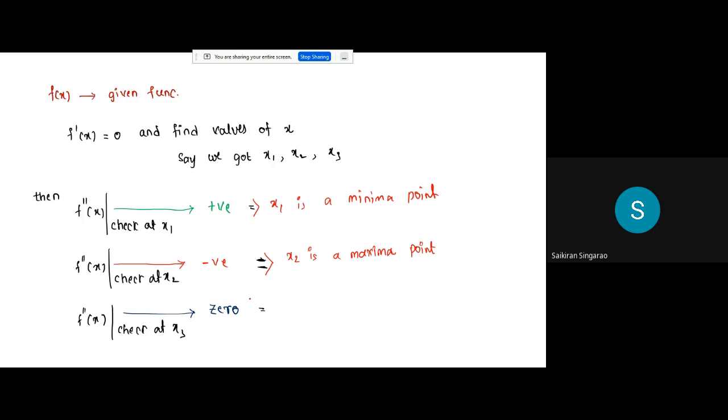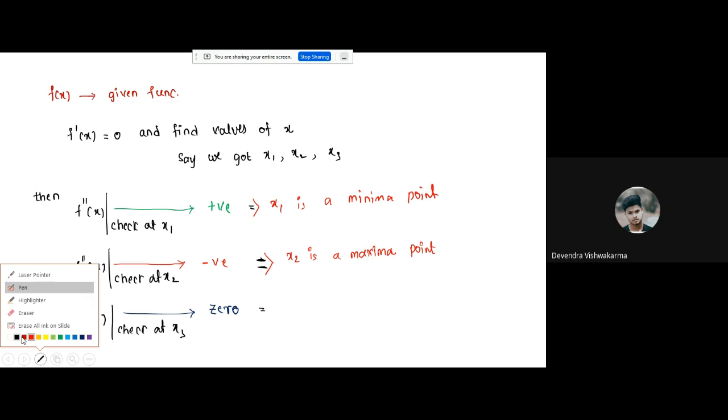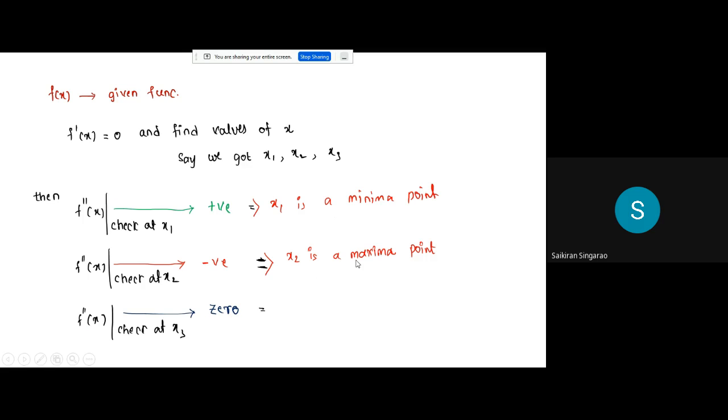If the double derivative is coming 0, then, because it could come positive, it could come negative, it could come 0 also, right? If it comes negative, then what? Horizontal. Double derivative, not single derivative. Not differentiable.